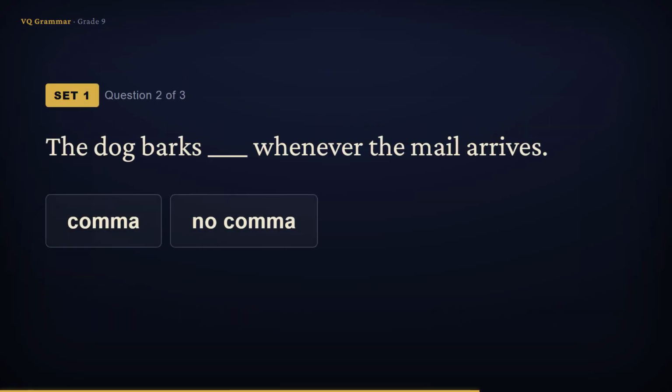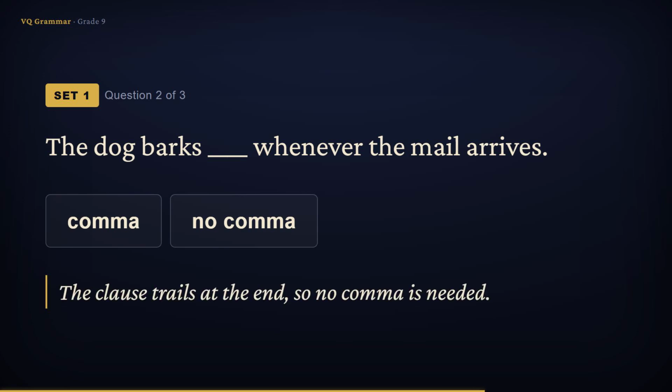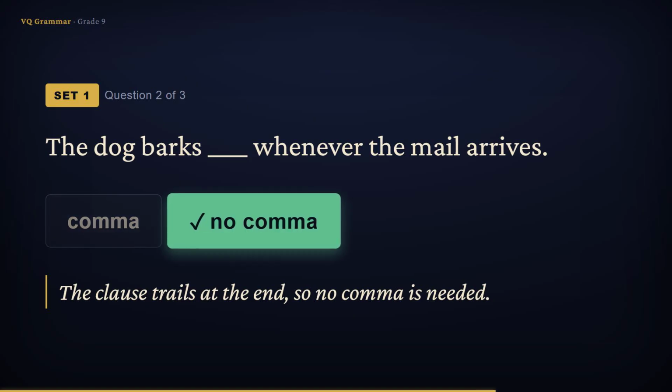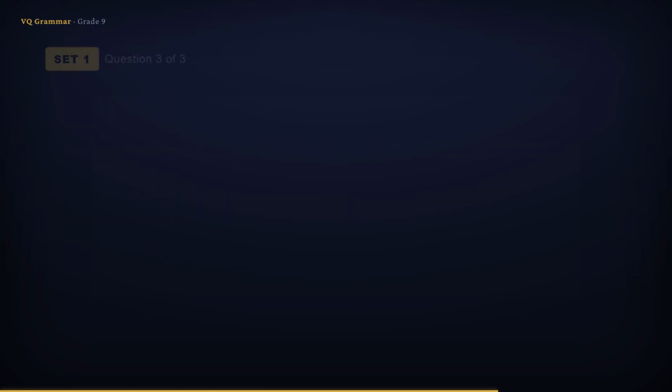The dog barks blank whenever the mail arrives. This time the clause whenever the mail arrives comes at the end. It trails. And a trailing clause needs no comma. So the answer is no comma.